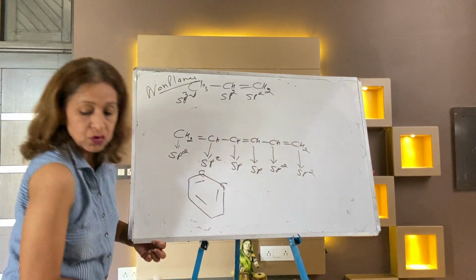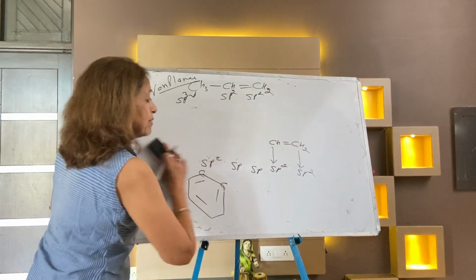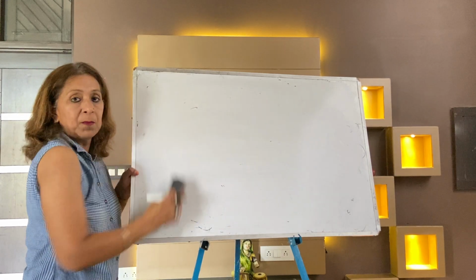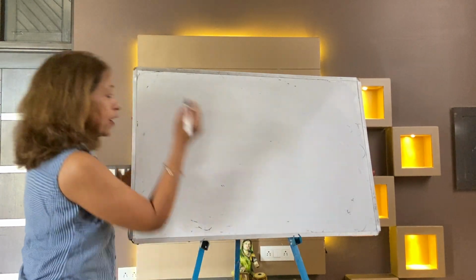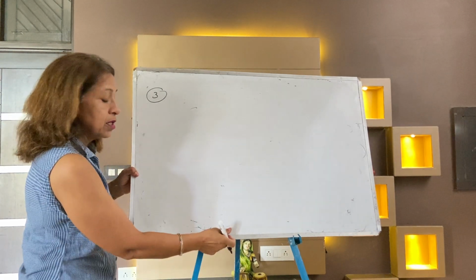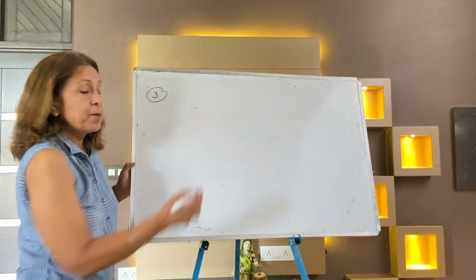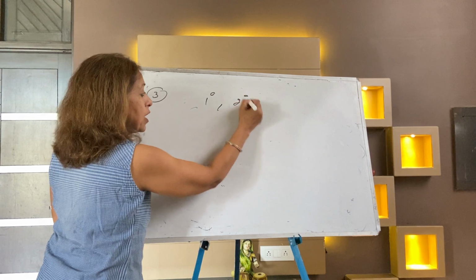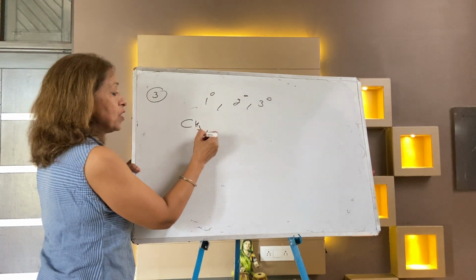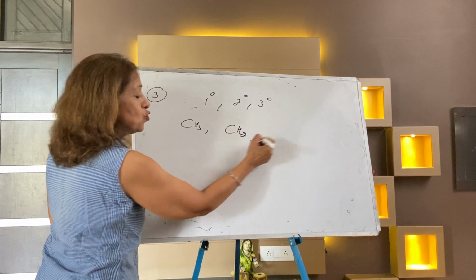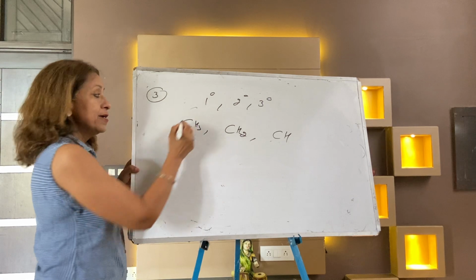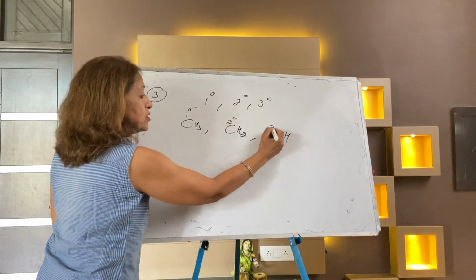I think now you came to know about the two MCQs: what is meant by saturated and unsaturated, planar and non-planar. The third point from the topic General Organic Chemistry is to identify the primary, secondary and tertiary carbon. In alkane, primary is CH3, secondary is CH2, and tertiary is CH.